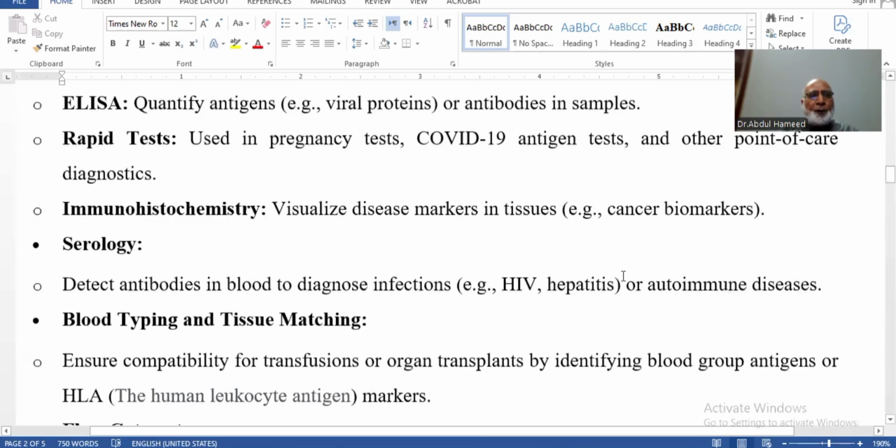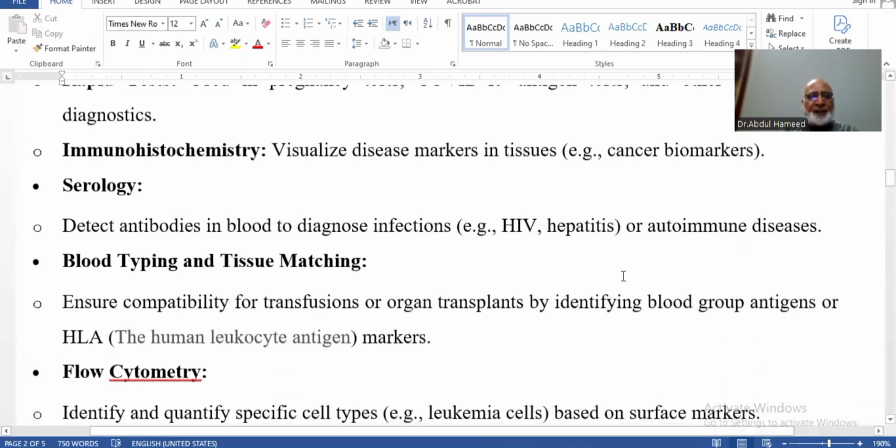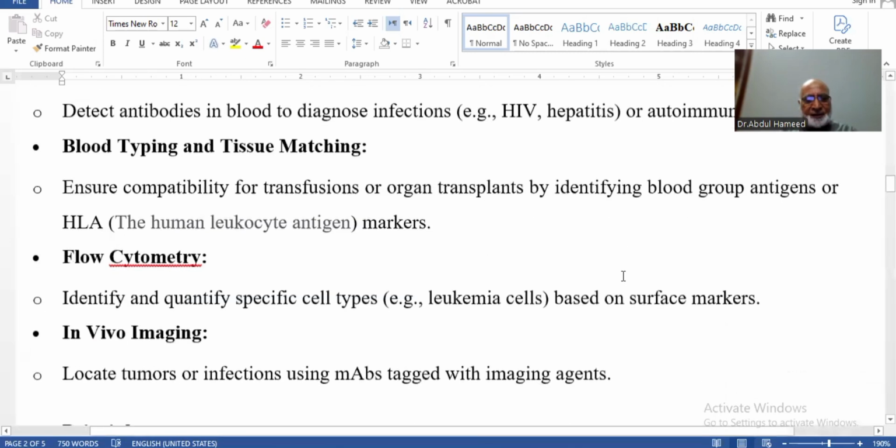Then comes immunohistochemistry, to visualize disease markers in tissues, for example cancer biomarkers, and then serology, in order to detect antibodies in blood to diagnose infection, for example HIV, hepatitis, or autoimmune diseases. Blood typing and tissue matching ensure compatibility for transfusion or organ transplant by identifying blood group antigens or HLA, meaning the human leukocyte antigen markers.